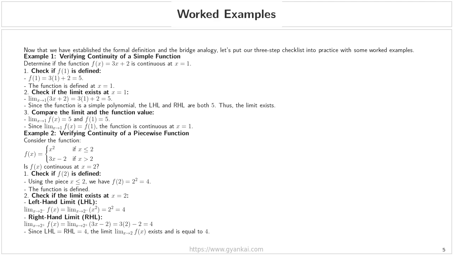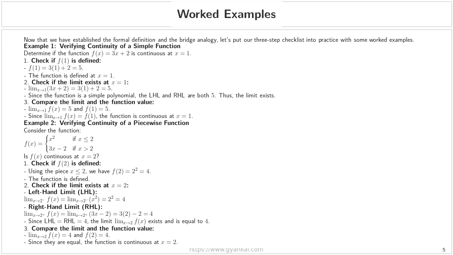First, for the left-hand limit, as x approaches 2 from the left, we use the first piece, x squared, which results in 4. Second, for the right-hand limit, as x approaches 2 from the right, we use the second piece, 3x minus 2. Calculating 3 times 2 minus 2 also gives us 4. Since the left-hand limit and the right-hand limit are both 4, the overall limit exists and is equal to 4.